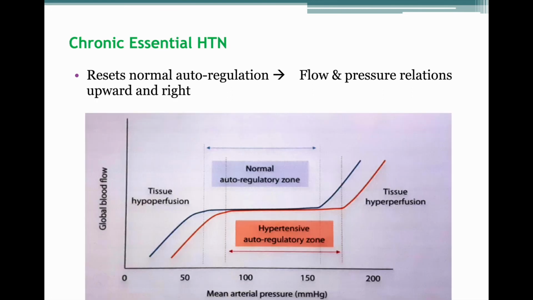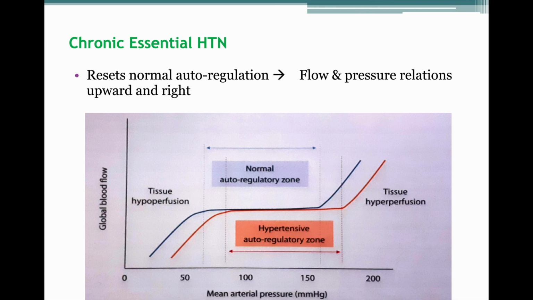Now coming to chronic essential hypertension. Here the autoregulation gets reset. The flow and pressure relation goes upward and to the right. That is why when we have a patient with hypertension, we generally target a higher MAP. Why? Because the hypertensive autoregulatory zone gets shifted to the right, as you can see in this diagram.